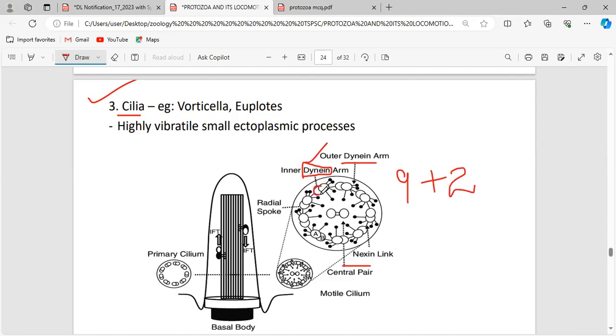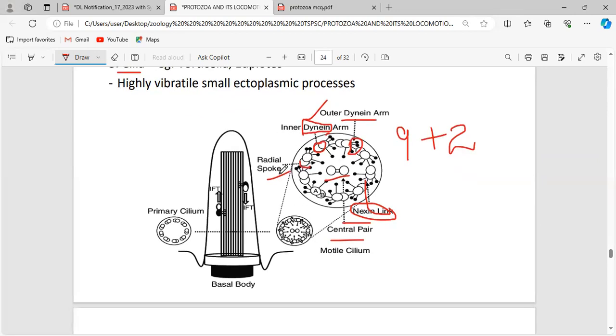This is considered the inner dynein arm and this is the outer dynein arm. These two are connected by the nexin. This is called the central link, and this is called the radial spoke. Nine radial spokes are present in total. They regulate the dynein motors for motility.